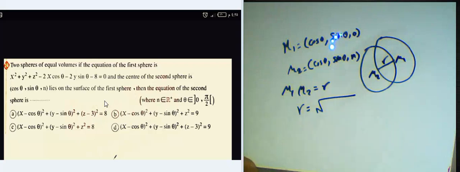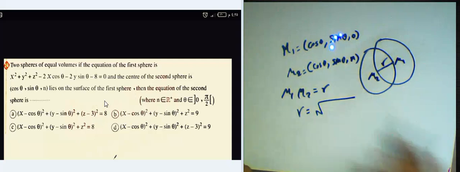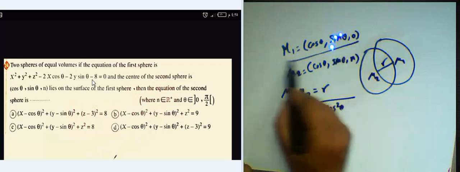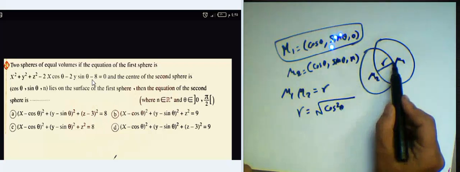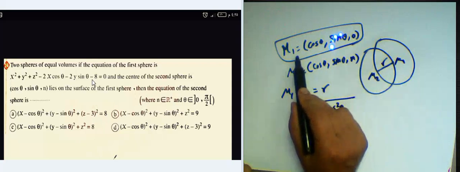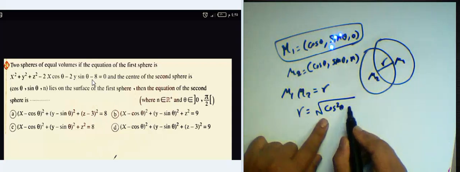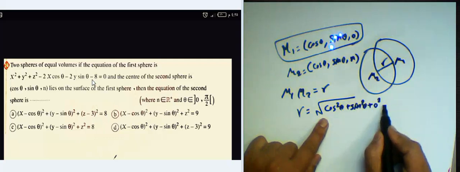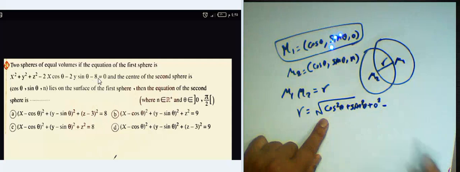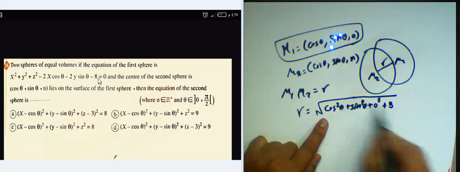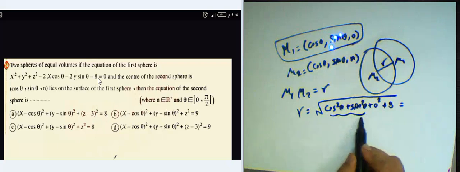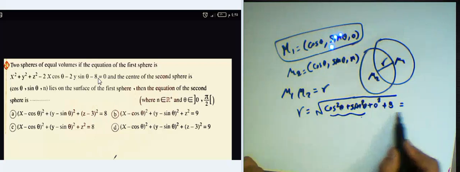Okay, we can write subtract by the constant here. Look at here, cosine power 2 theta. We can find the radius about center 1 here. We have the center, cosine power 2 plus sine power 2 plus 0 power 2, subtract by the constant, subtract by 8, it will be positive 8. Then r equals cosine power 2 theta plus sine power 2 theta equals 1, 1 plus 8 equals 9, it will be 3.